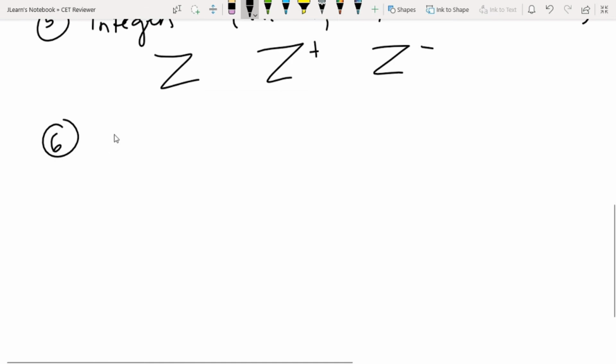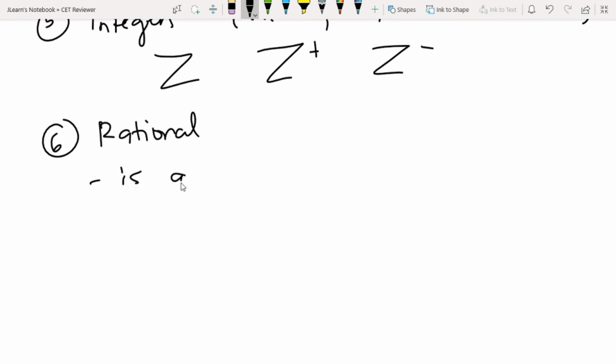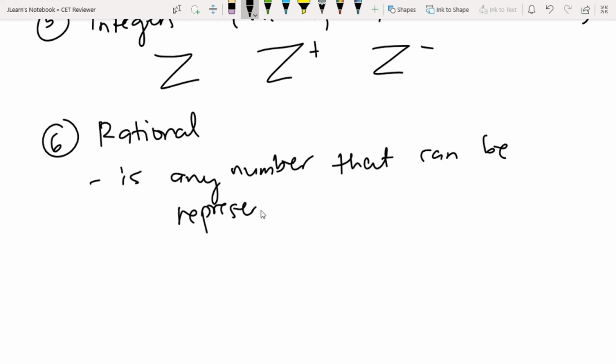So, yung fractions, tinatawag natin na rational numbers. So, basically, a rational number is any number that can be represented as A over B. Okay? Where A and B are integers. Okay? So, for example, 1/2, fraction yan, we call this a rational number. 1/3, ito ay also rational numbers. So, basta kahit anong kayang i-represent as a fraction.